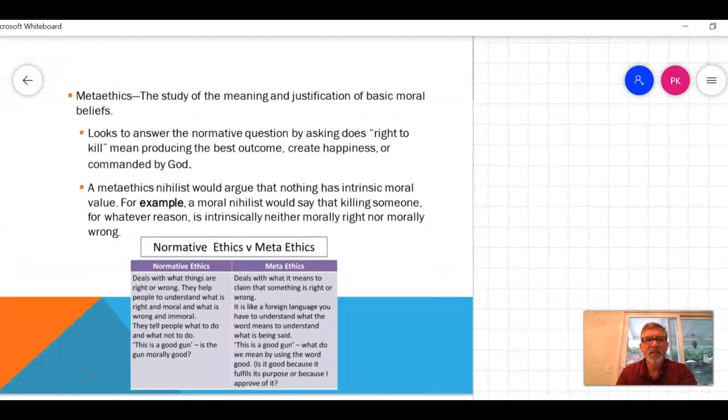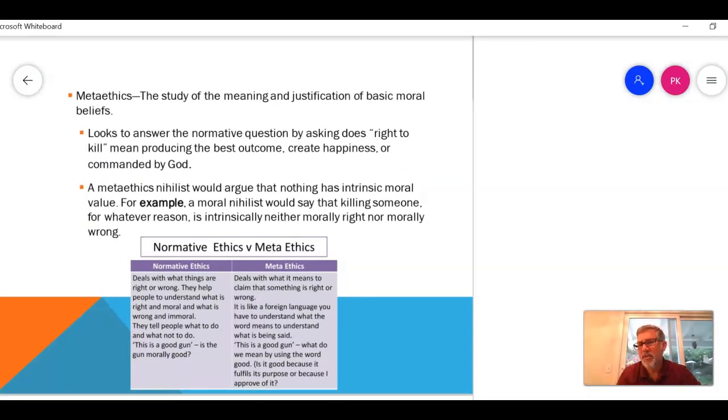So meta-ethics is something we don't think about, but we think about. Right? So meta-ethics is the study of the meaning. Right? So the meta-ethics question is, why?